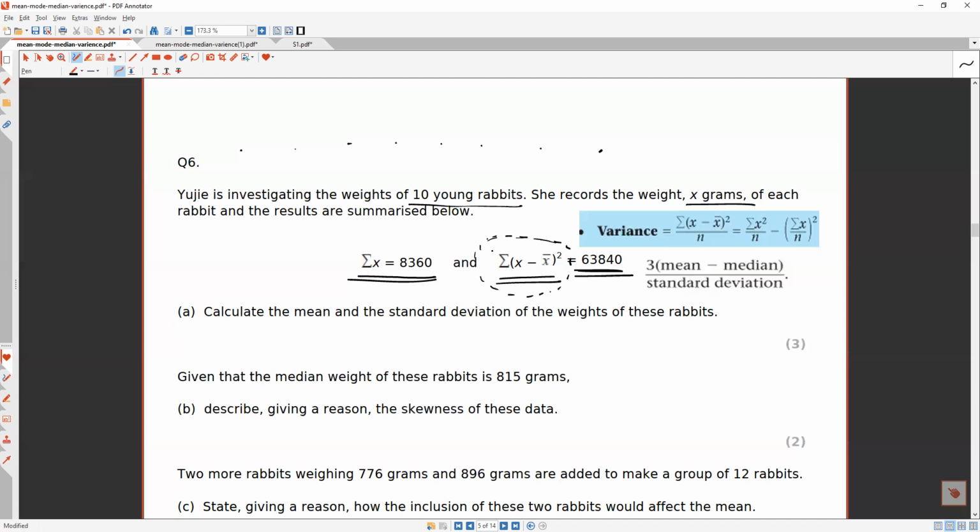63840. There are two formulas for variance. We usually use this formula, which is easier, but here they use this other formula, so I'm going to use that.